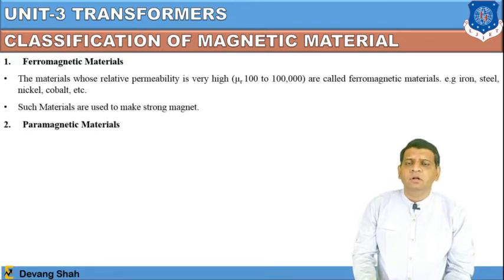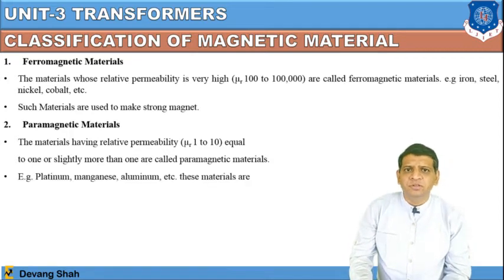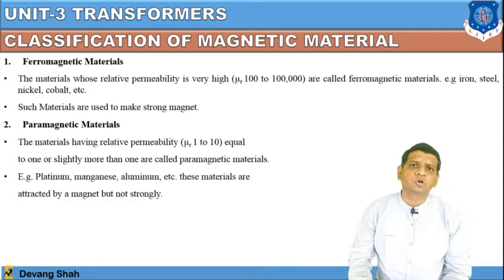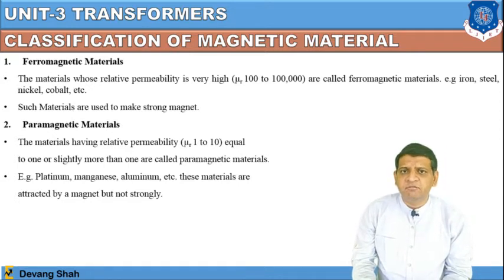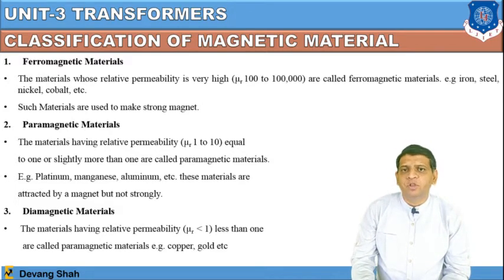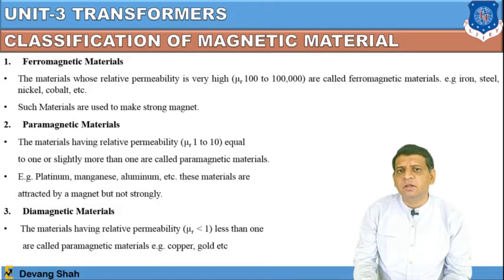Then we have paramagnetic materials, whose relative permeability is between 1 and 10. This is a medium-level magnetic material. Platinum, manganese and aluminum are materials that are magnetic but not strongly affected. In the same way, diamagnetic materials have a relative permeability less than 1, like copper and gold. We do not use diamagnetic materials as part of a magnet or in a magnetic circuit.